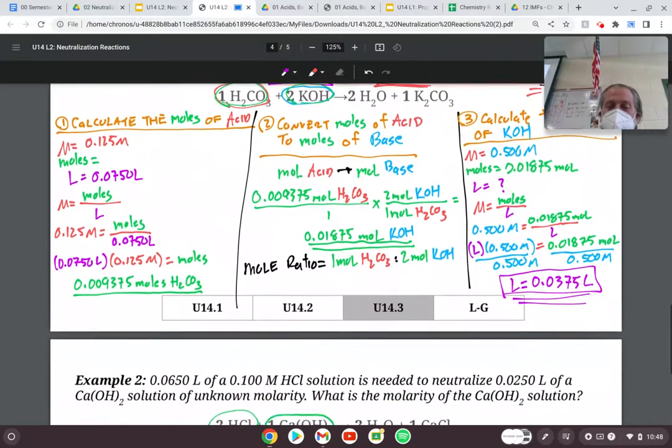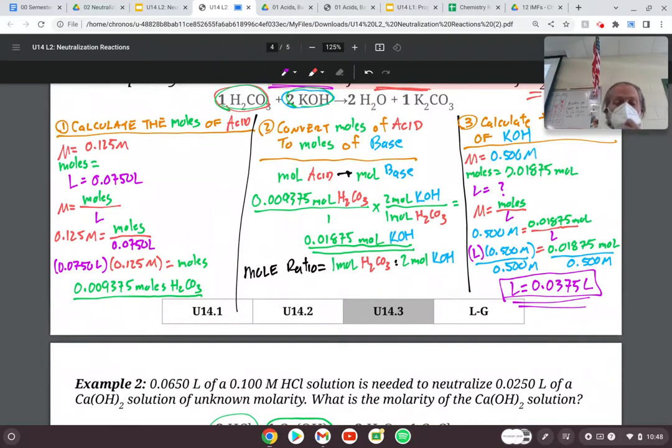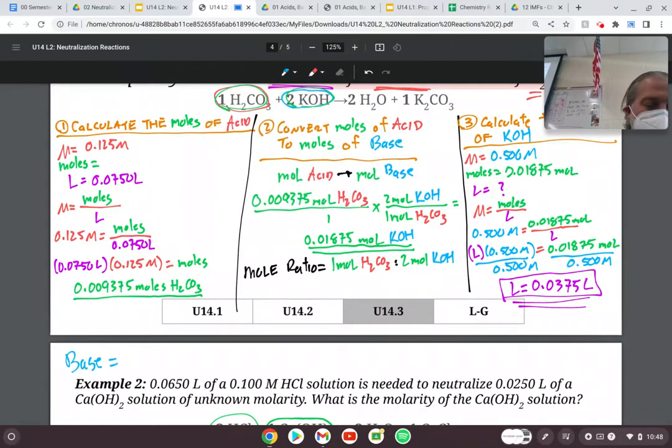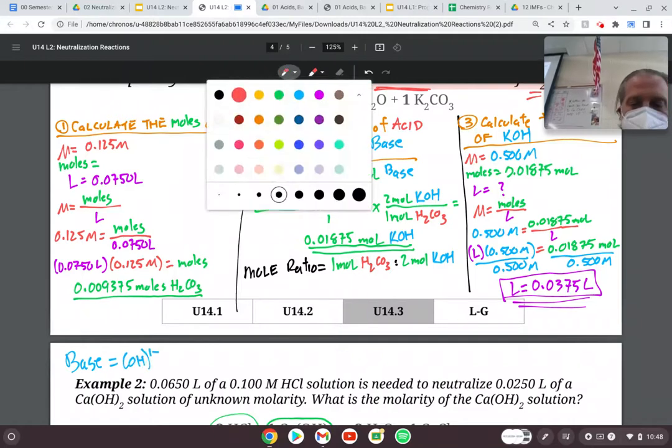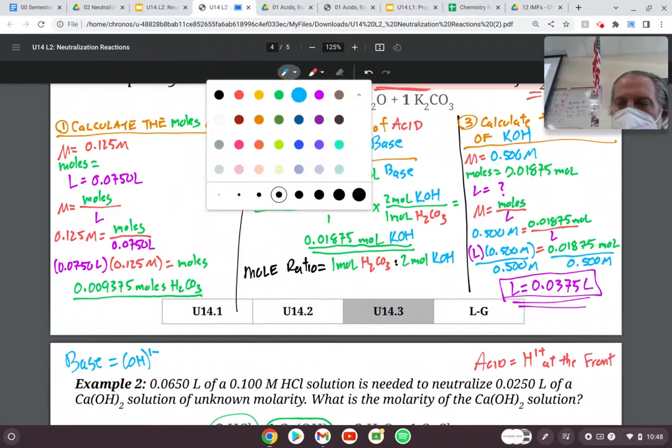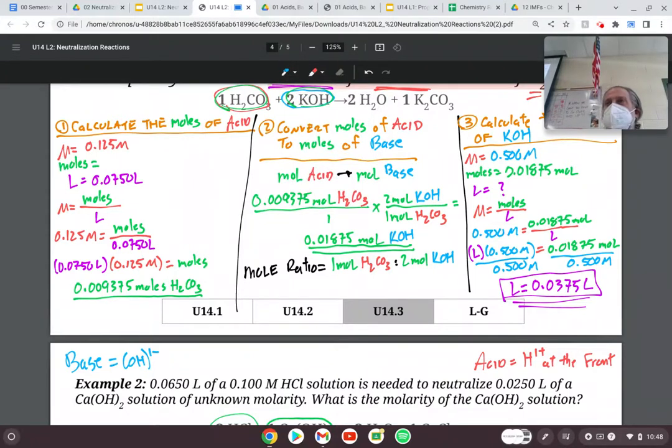So before we jump into the next one, which is clearly going to be a you-try, let's take a second and identify what we're working with here. And just to refresh your memory, bases would have OH in them, and acids would have hydrogen at the front. Now, can someone tell me, reading the problem, what the base is? Yes, in this case, the base is the 0.250 liters of a CaOH2 solution. And that would mean that our acid in this problem is going to be 0.0650 liters of a 0.100 molar HCl solution.